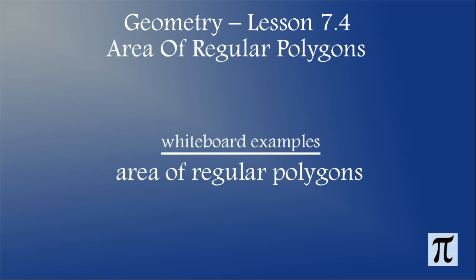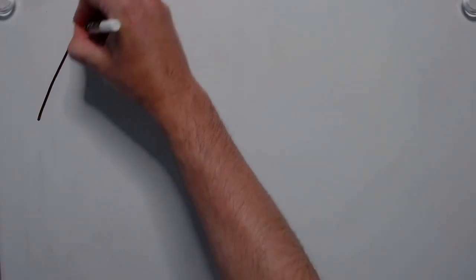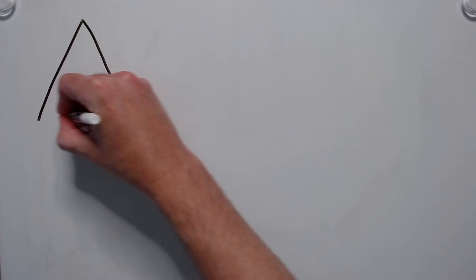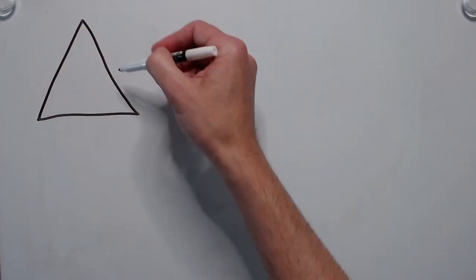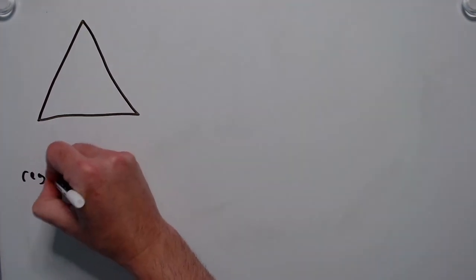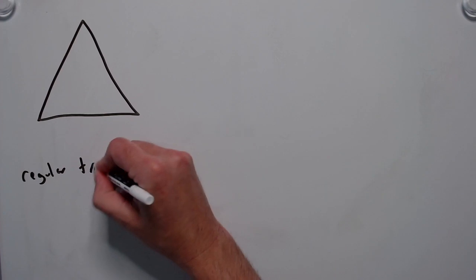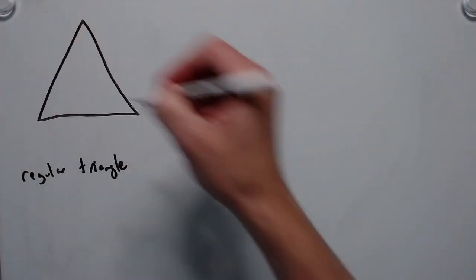Let's jump over to the whiteboard and do some examples. All right, we're going to draw a regular triangle over here as best as I can. So all the angles are congruent and the three sides are congruent. And we're just going to write down here what it is. A regular triangle. So that saves us putting the lines and showing all the angles being congruent.